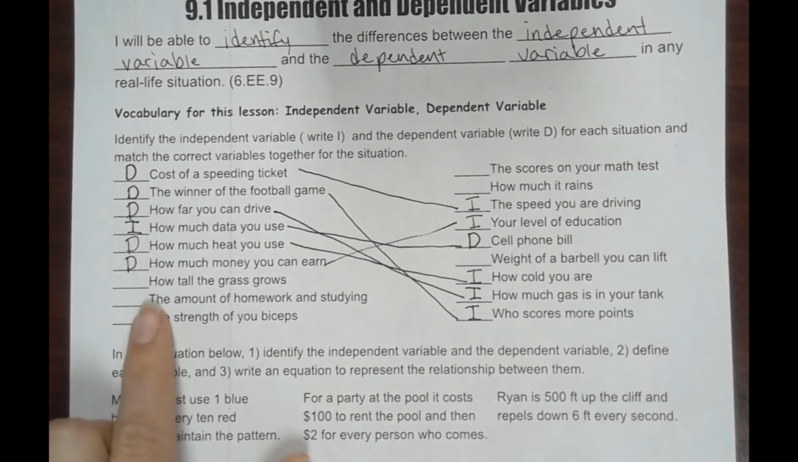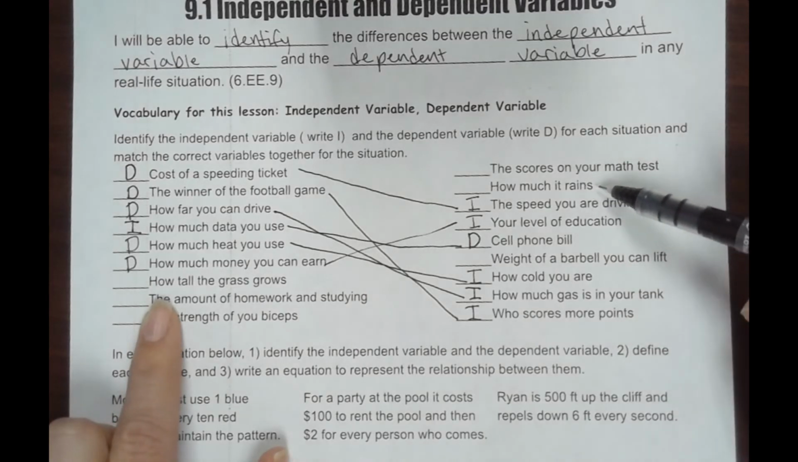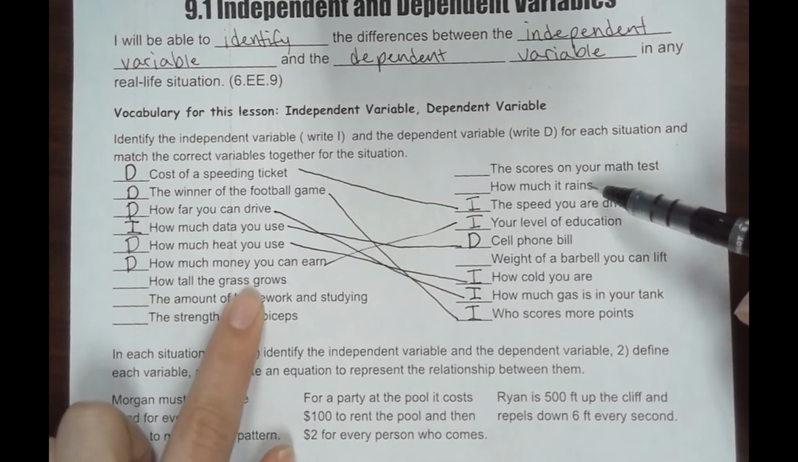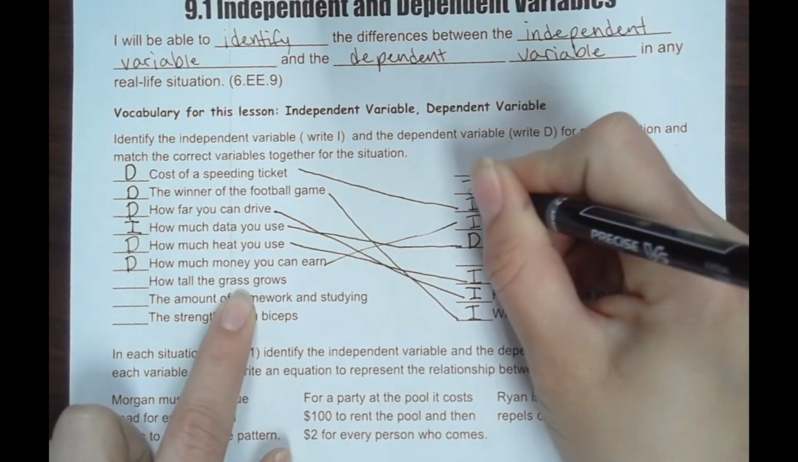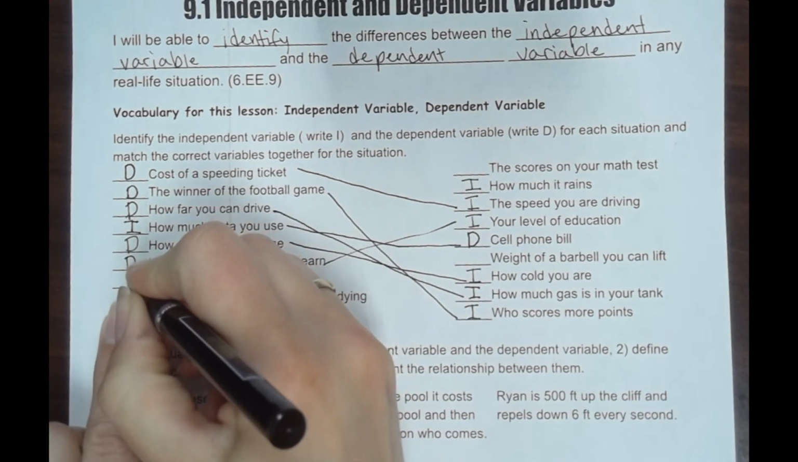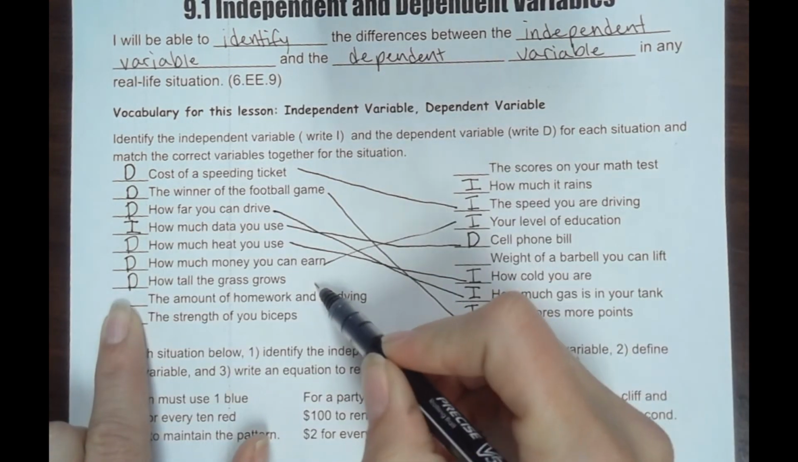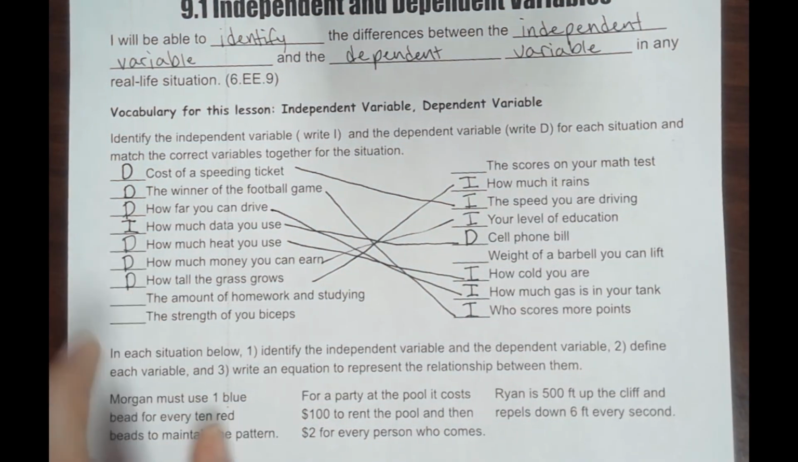Okay, how about this one? How tall the grass grows. Which one of these is going to affect that? How much it rains. Okay, so which one is in charge here? Does the grass growing control the rain, or does the rain falling control the grass growing? The rain's going to fall no matter what when it's going to. But because it rains, the grass is going to grow taller. So that would be the independent, and this would be the dependent.